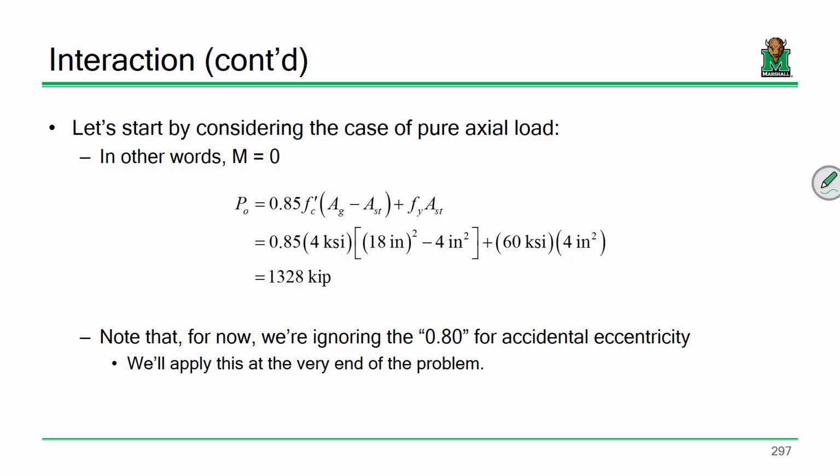Now, let's start off with the simple one. Let's start off with the case where you have nothing but axial load on it. If all you have is axial load and no bending moment, well, that's simple, right? Just calculate the theoretical capacity. For now, I'm ignoring the 0.8 for that accidental eccentricity, and I'm ignoring the phi value. We're going to apply that later, okay? Sound good? Okay. Now, that's pure axial load.